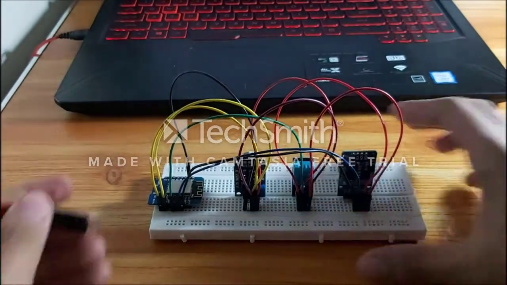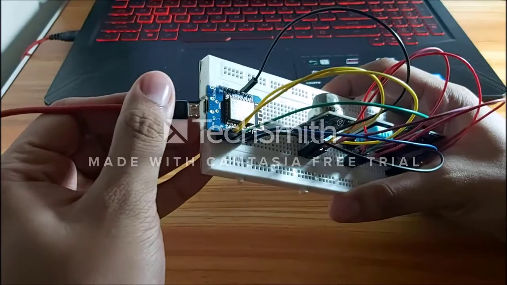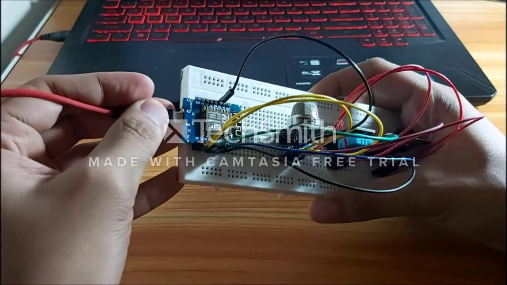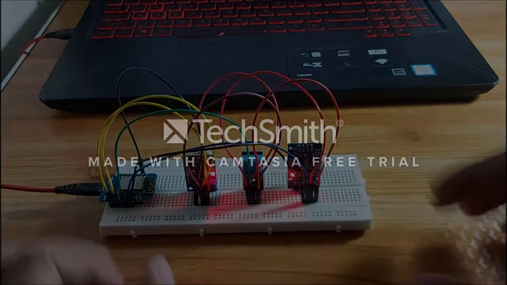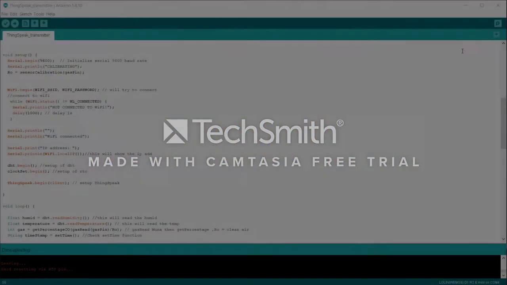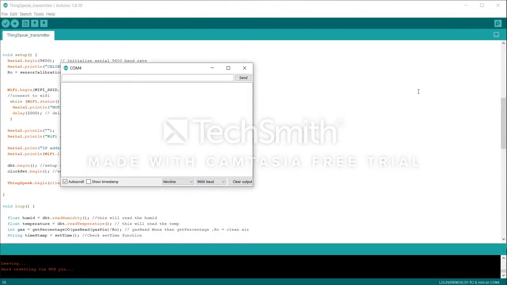This video will demonstrate the process of the prototype for temperature, humidity, and gas monitoring system. As soon as the transmitter was plugged in with the power supply, a serial monitor in the Arduino IDE app has been used to monitor the prototype's function.